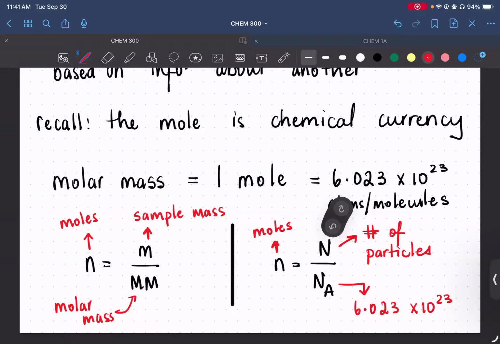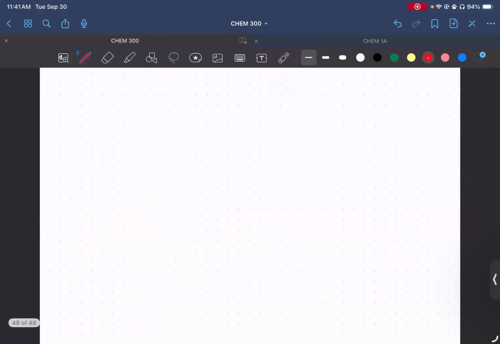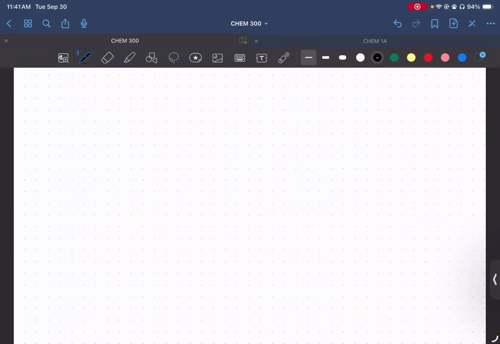This is everything we covered about 2 weeks ago. The mole is chemical currency, the relationship between mass, mole, and Avogadro's number, as well as the 2 equations. Today, we are introducing the beginning stages of what I like to call the roadmap.